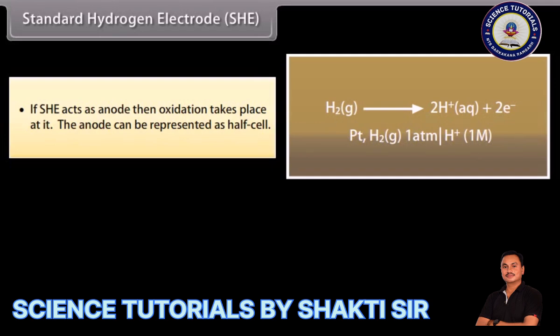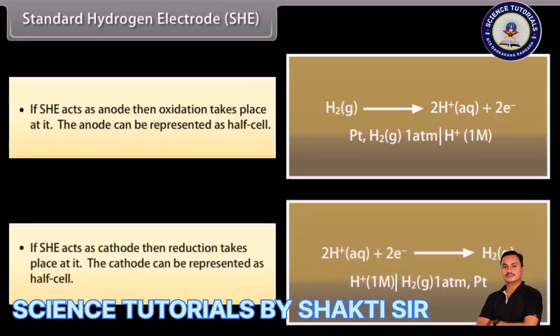The anode can be represented as a half cell. If SHE acts as cathode, then reduction takes place at it. The cathode can be represented as a half cell. The electrode potential of the standard hydrogen electrode is taken as 0.